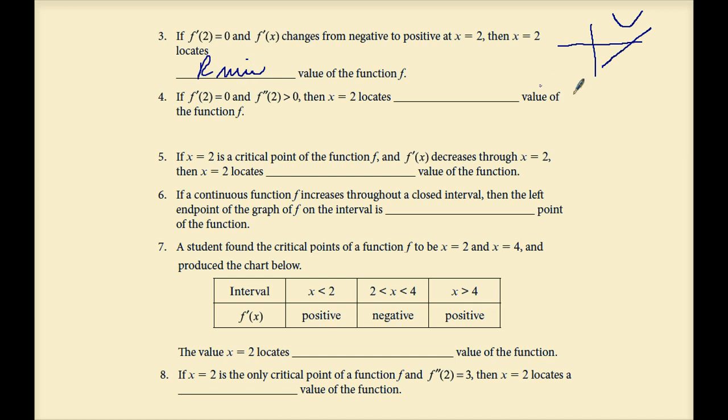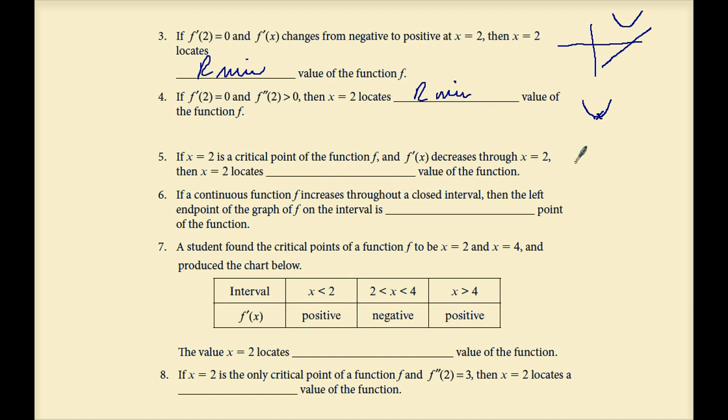Number 4, if f prime of 2 equals 0 and f double prime of 2 is greater than 0, then x equals 2 locates what value of the function f? If f prime of 2 equals 0, it's a critical number. F double prime of 2 greater than 0 means a concave up section of the graph, meaning that we've located a local or relative minimum value at 2.